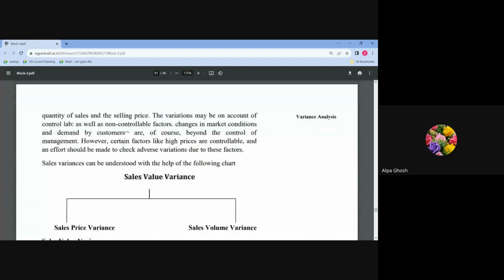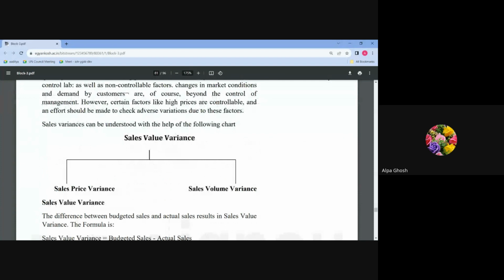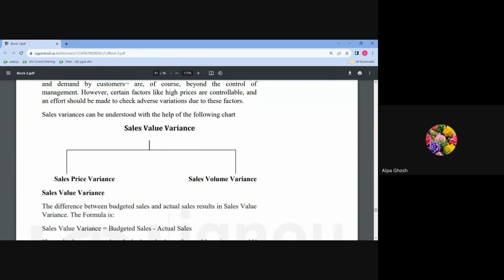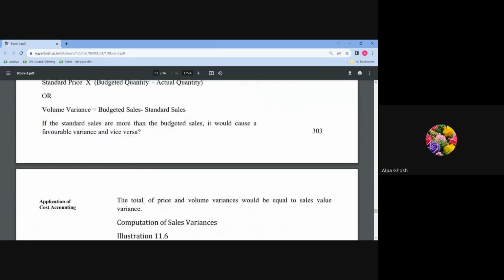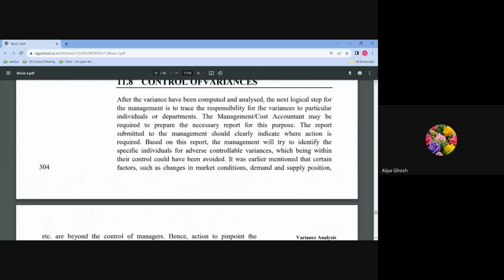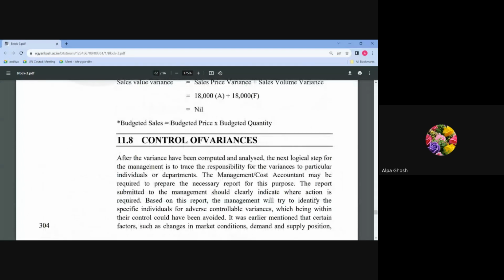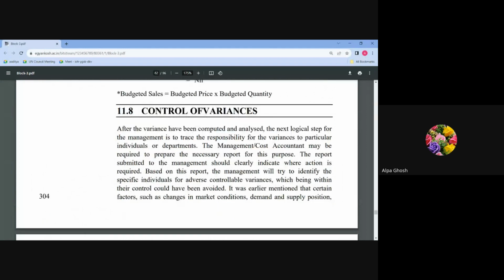Under sales variance, we will have sales price variance, sales volume variance, and sales value variance. Sales price variance is the price per unit. Sales volume variance is the sales volume in terms of quantity, and sales value is in terms of total revenue generated. In all of these, we are going to find the difference between the actual and the budgeted.